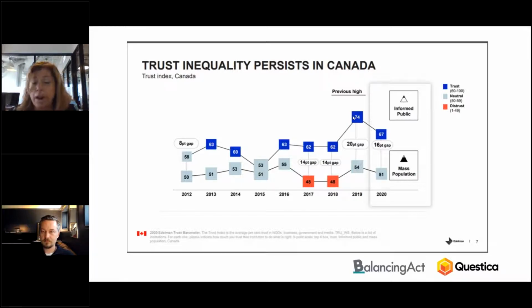The less informed, they don't trust. They have less trust. So this is just an interesting thing. If you want to look at the Edelman Trust Barometer, it's an easy one to take a look at. Just Google Edelman Trust Barometer Canada, and you'll see it.